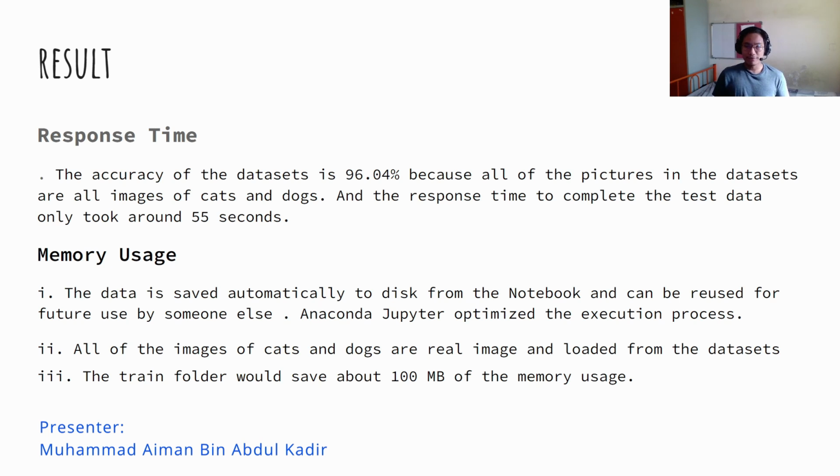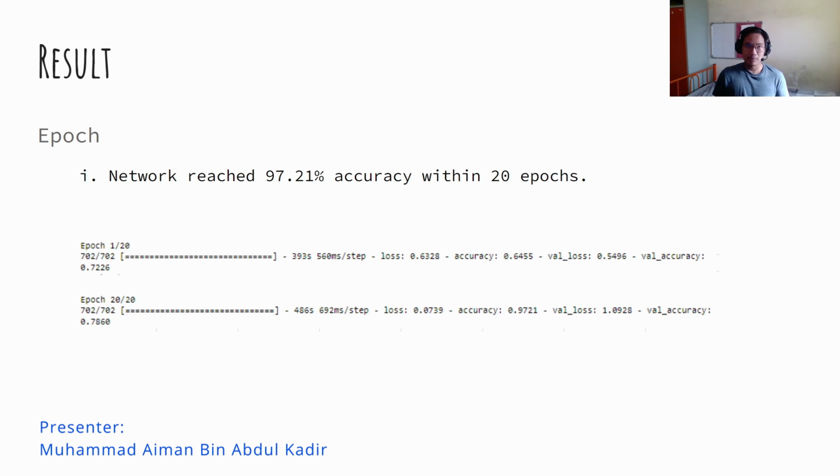Second one, all of the images of cats and dogs are real images loaded from the dataset. Third one, the train folder would take about 100 megabytes of memory. Lastly, epoch. The network reached 97.21% accuracy within 20 epochs. As you can see below, the first one is the result after one epoch, and the last one is the result after being run 20 times.